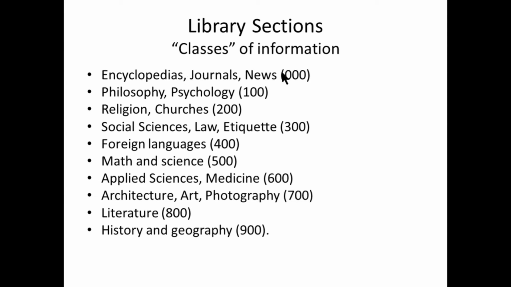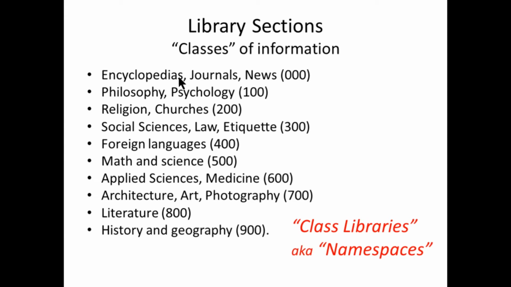In the real world, the different classes are, for example, encyclopedias, journals, and news in the 000 section or class. The 100 class, which is philosophy and psychology. The 200 class or section, which is religion and churches, and so on. So all of the available information is broken down into classes or areas of information.